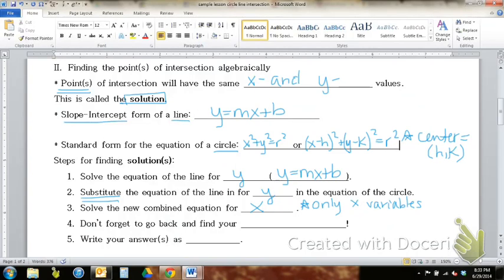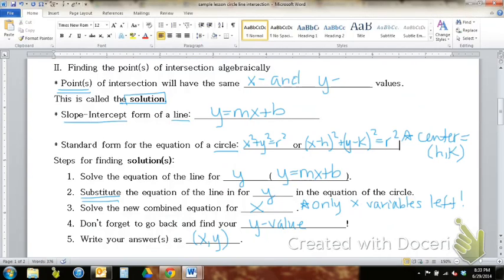If you have any y's in your equation, then you missed a step in the substitution. So go back and check your work. Everything should be an x term at this point. After you solve for x, don't forget to go back and find your y value, because you need to be able to write your answer as a point which looks like x comma y. So you need 2 numbers, or more if you have more than one solution. Like you saw, we could have 2 solutions.